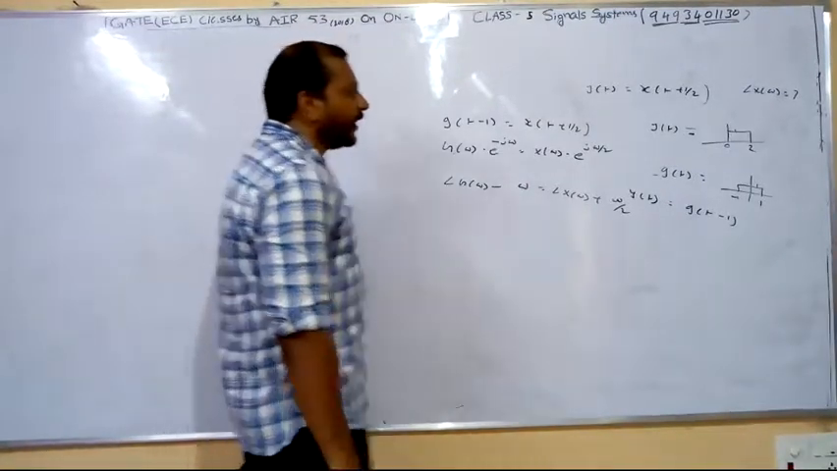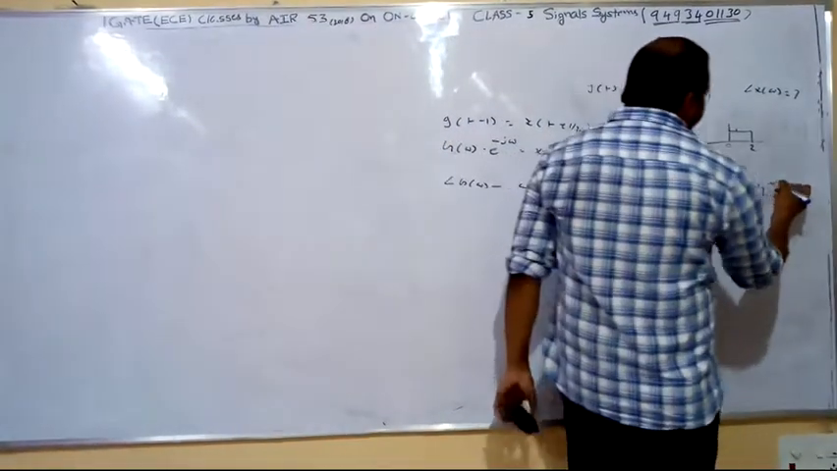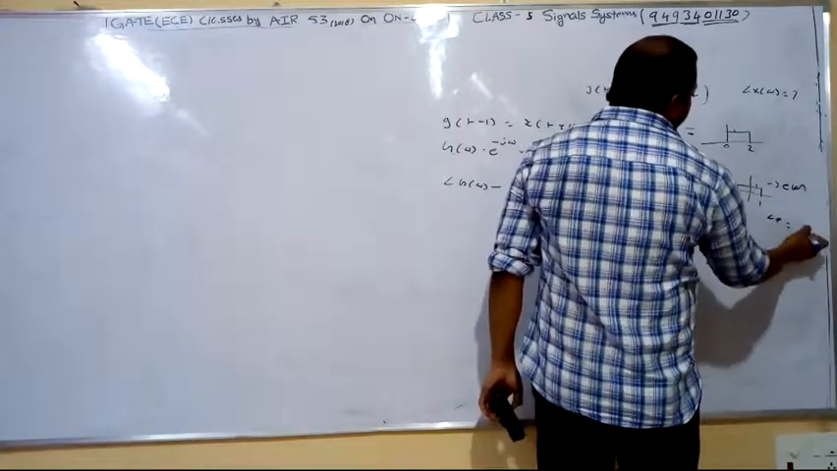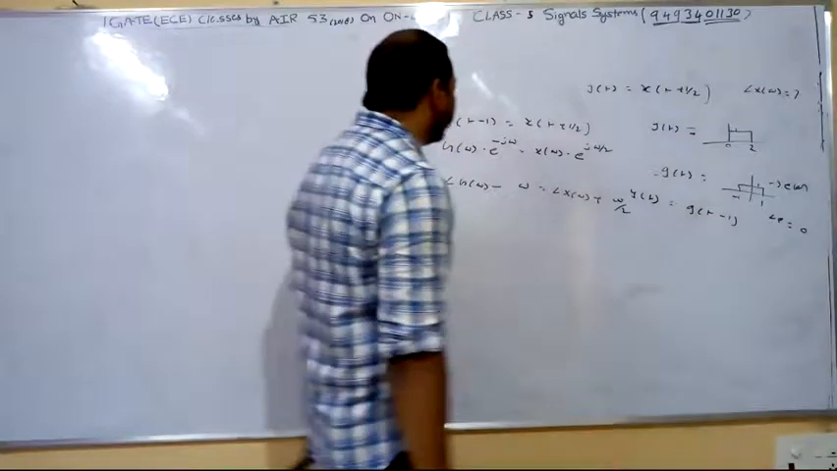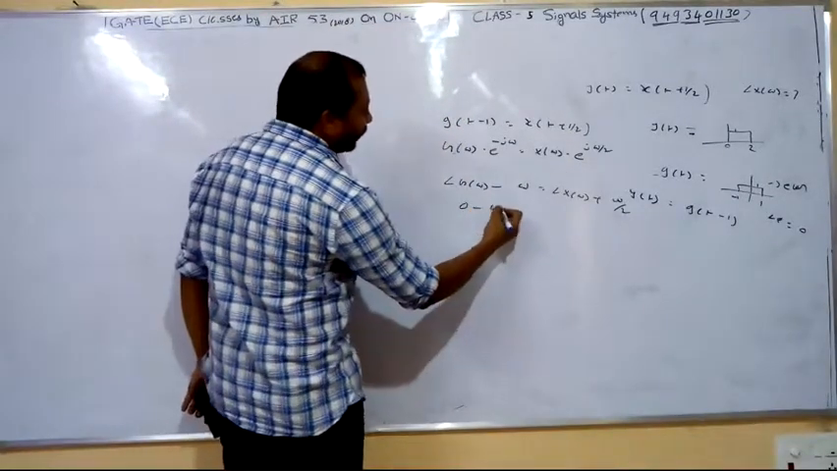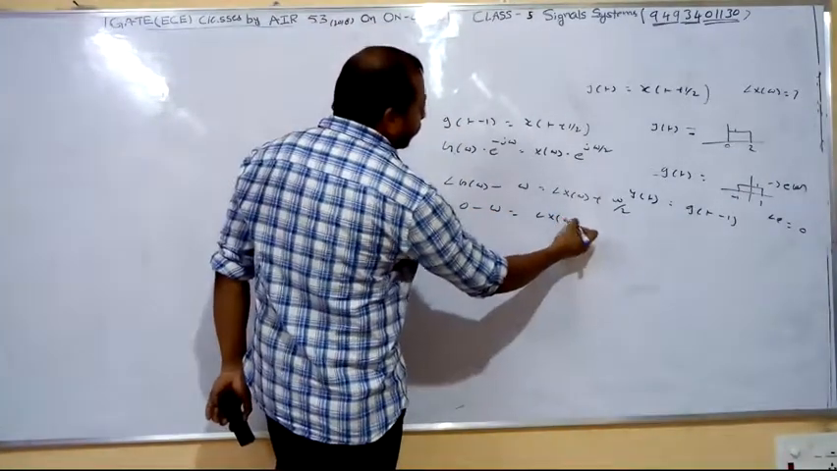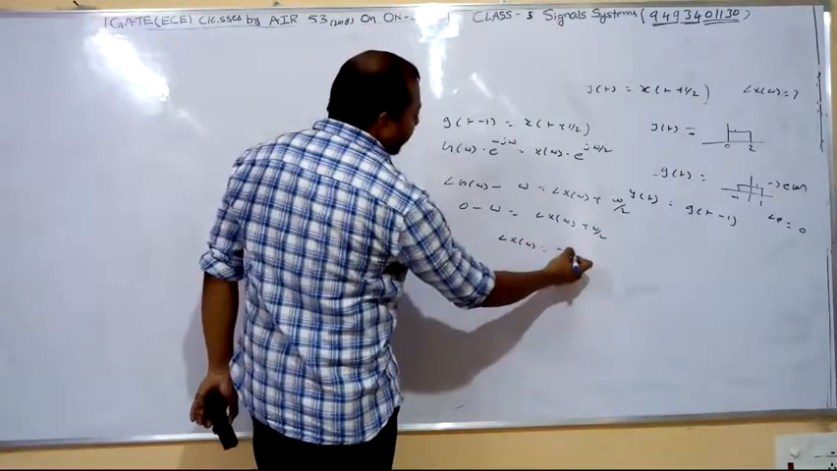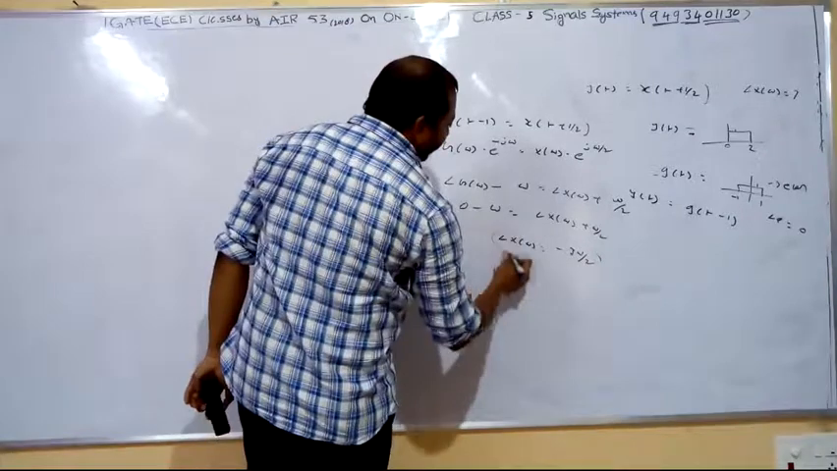What is the angle of G of omega? As the signal is of even nature, the corresponding phase or angle is equal to 0. So this angle is 0, and minus omega equals the angle of X of omega plus omega by 2. So the angle of X of omega is equal to minus 3 omega by 2.